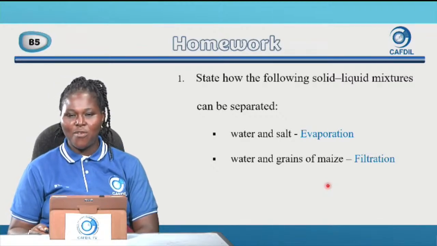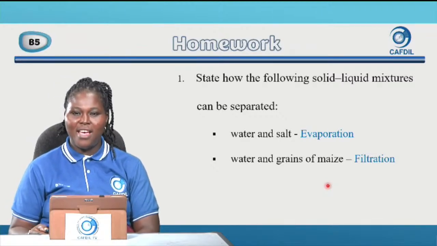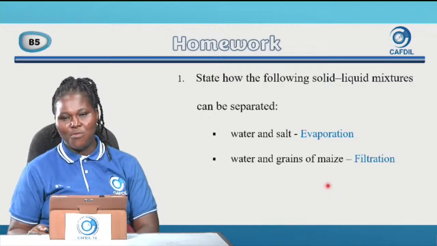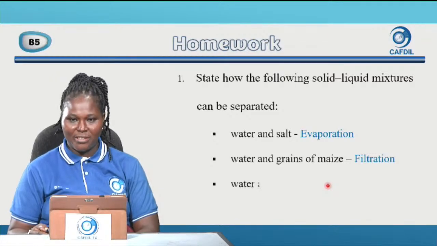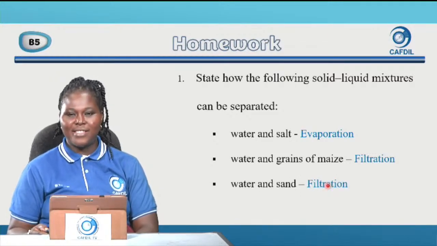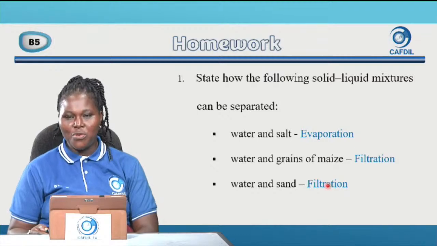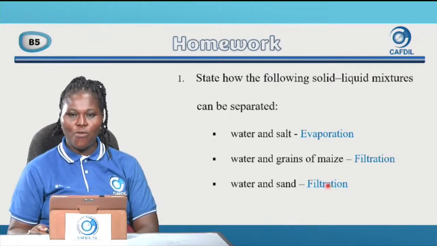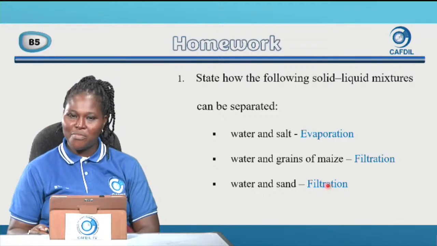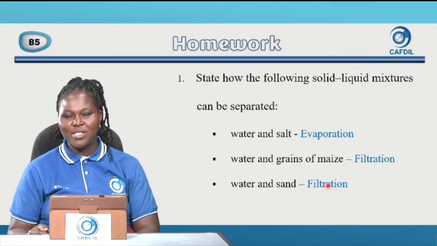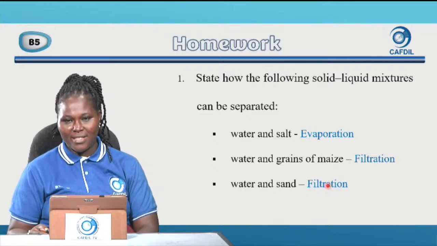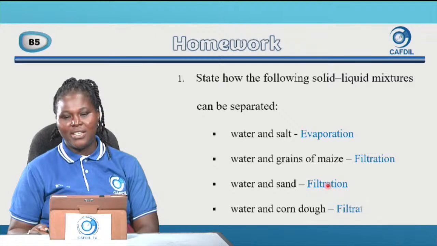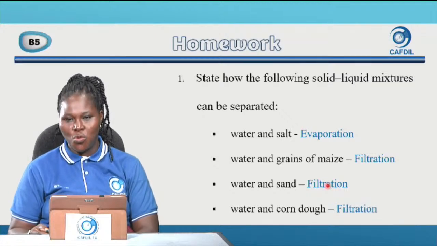Water and grains of maize: we use filtration. Water and sand: also filtration. So for water and salt we use evaporation. Water and grains of maize, filtration. Water and sand, filtration. And the last one, water and corn dough, also filtration.